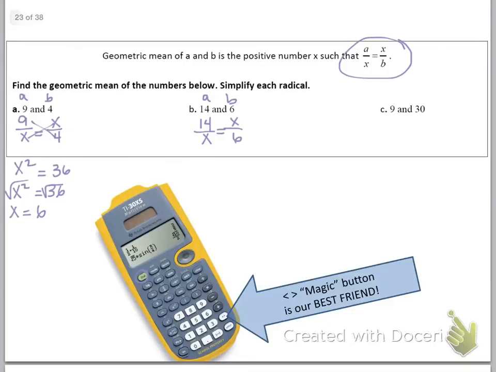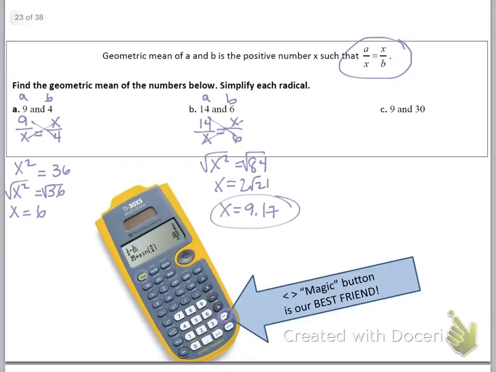Okay, so when I cross multiply, I get x squared equals 14 times 6 is 84. Opposite of squaring is square rooting, so x is equal to, when I type in the second square root of 84, I get 2 square root 21, but I want the decimal. So if I press this button above my enter sign, it's my magic button, it's going to get me the decimal that I actually want of 9.17.